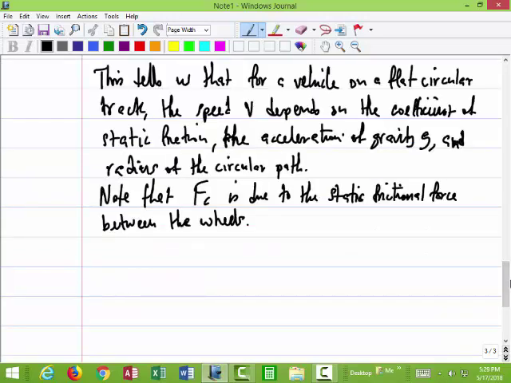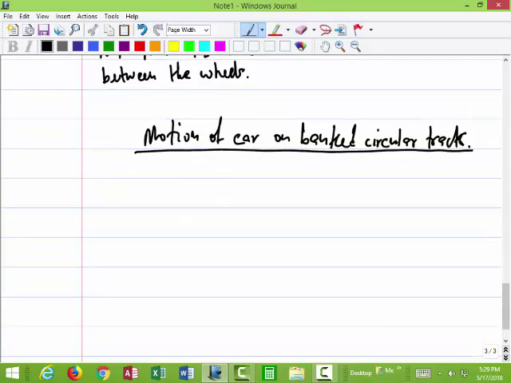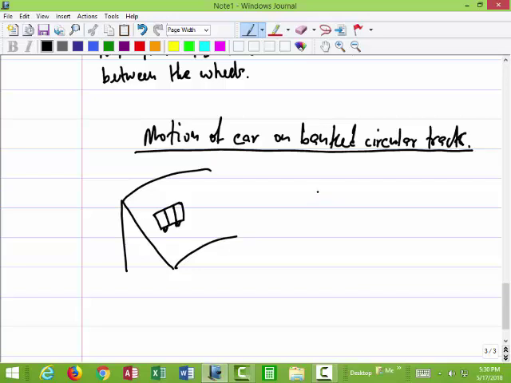Let's look next at the motion of a vehicle on a banked circular track. So this time I will draw a banked circular track like that, and let's say we have a vehicle moving on this banked circular track that way. It has the wheels that way. So if we look at it endwise, then let's say this is velocity v. If you look at it endwise, then you're going to have the wheels that way.